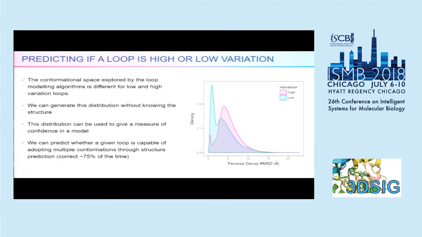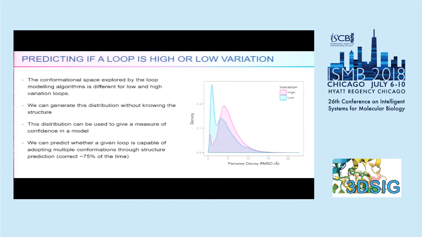So now I'm going to tell you some good news, because so far I've just told you you can't find the conformations of the loops you'd really like to see. So there is a little bit of good news, which is you can actually predict quite well if your loop is going to be high or low variation. So in other words, is it going to be mobile or not, just by running structure prediction.